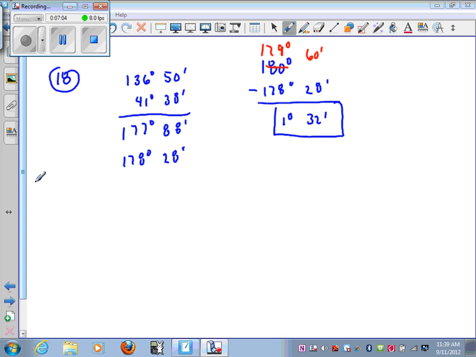Okay, the next one says classify each triangle as acute, right, obtuse, and then equilateral or isosceles or scalene. So 25 is a right triangle and it's scalene. None of the sides are equal. 26 is obtuse and it's scalene. None of the sides are equal. 27 is, let's see, an acute triangle because all the angles are less than 90. And notice that all the sides are the same, so it's an equilateral. So 28, that one is acute because all the angles are less than 90, and then it's an isosceles because two sides are equal. So that's the way you do those problems.